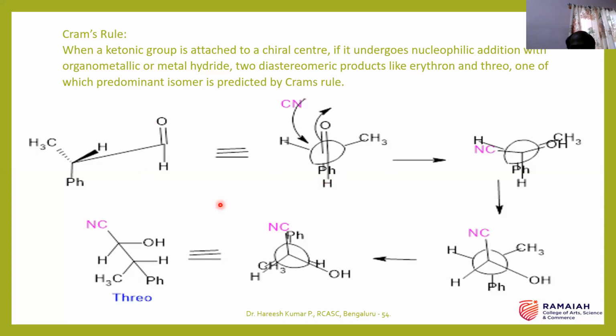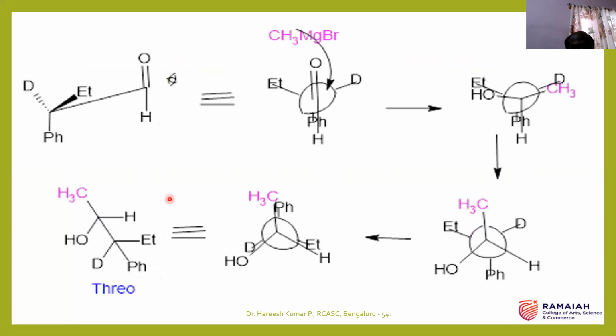So maybe in the next slide, I will take one more example. So this is one more example. Only the substituent is different. Here the deuterium is there, and here ethyl is there. That is the only difference. So then what will happen? Again, you can convert this into a Newman projection formula like this. Here you can observe that deuterium is a small group compared to the ethyl. Then the nucleophile is attacking this way.